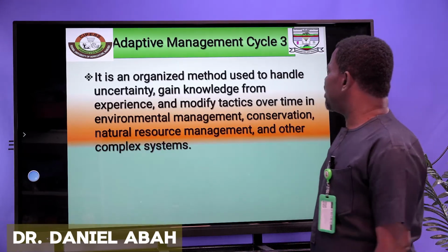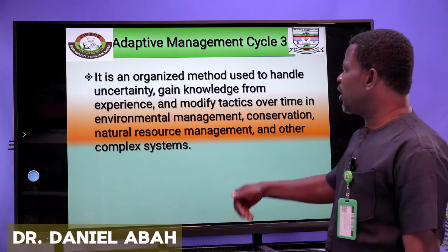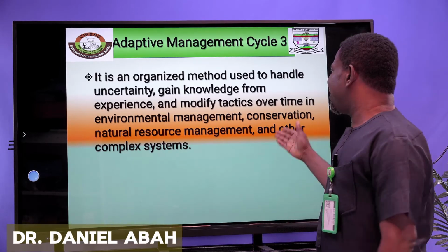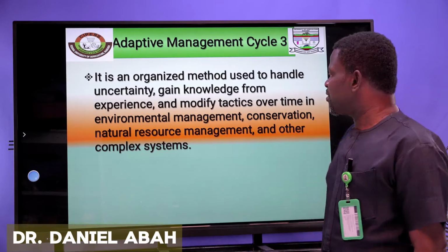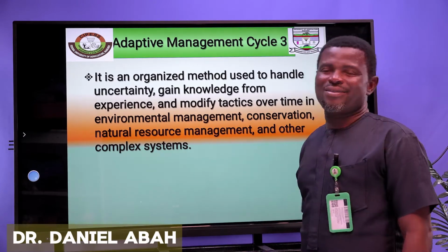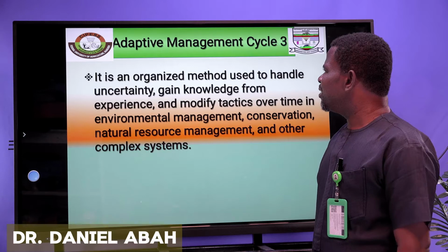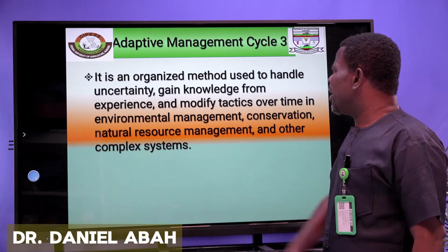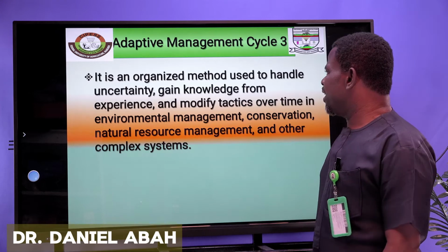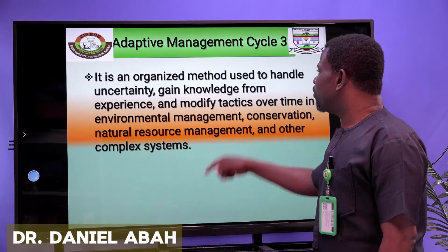It is an organizational method used to handle uncertainty, gain knowledge from experience, and modify tactics over time in environmental management, in conservation, in natural resources management, and other complex systems. Adaptive management is the method to handle uncertainty, to gain knowledge from experience, and to modify tactics over time.